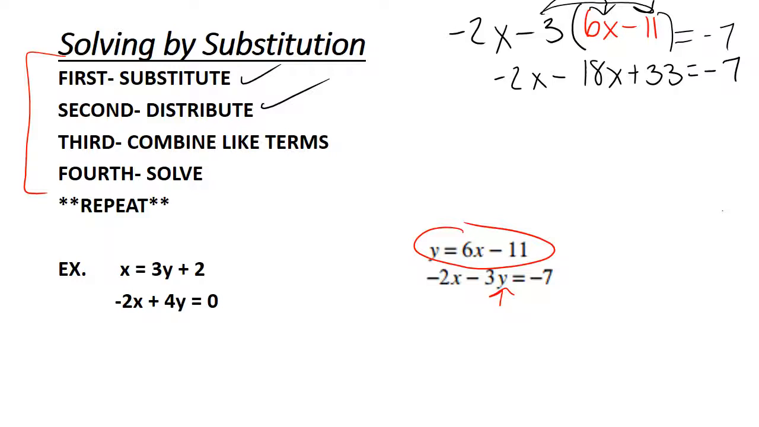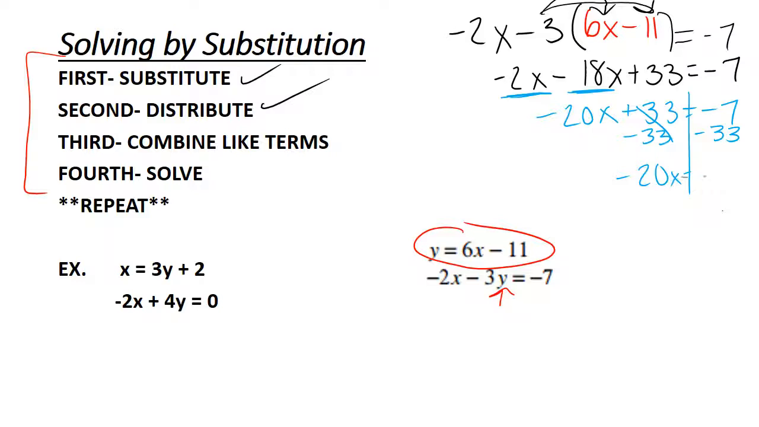Now, I'm on to step 3, which is combine like terms. My like terms are negative 2x and negative 18x, which give me negative 20x plus 33 equals negative 7. All right, I'm almost done. I almost solved for x. So now, two-step equation, subtract 33, subtract 33. I get negative 20x equals negative 40. Divide by negative 20. Remember, a negative divided by a negative is a positive. So in this case, x is 2.